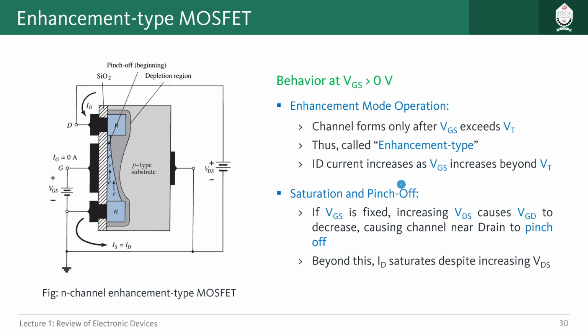And there's another term called pinch off, which is quite important. Let's say VGS is fixed, but keeping that VGS fixed, we keep increasing the value of VDS, so the drain voltage compared to the source voltage keeps getting increased. What will happen? VGD, the voltage from gate to drain, will decrease. Why is that? Because the gate will have the same voltage, but as you are increasing VDS, the drain voltage will increase, so VGD will decrease.